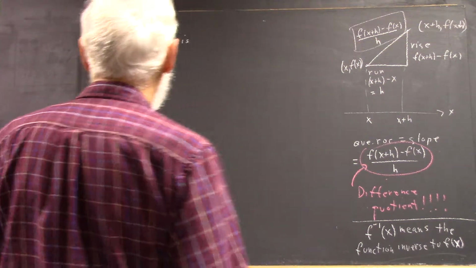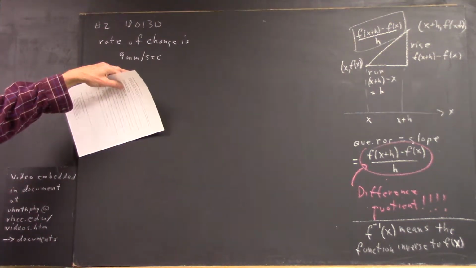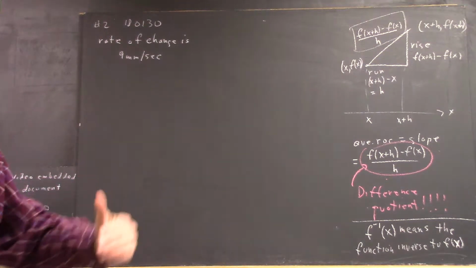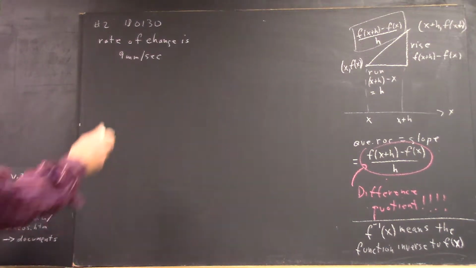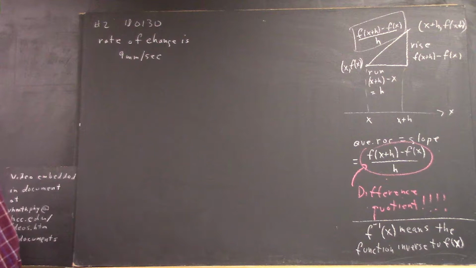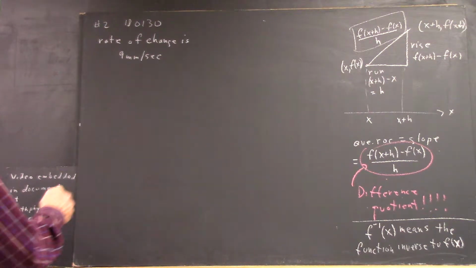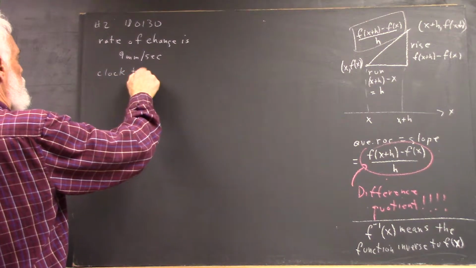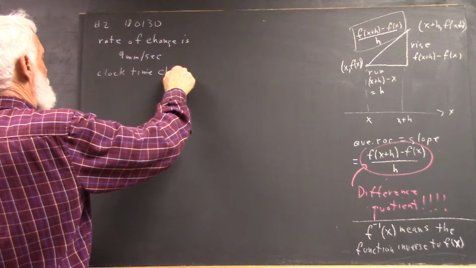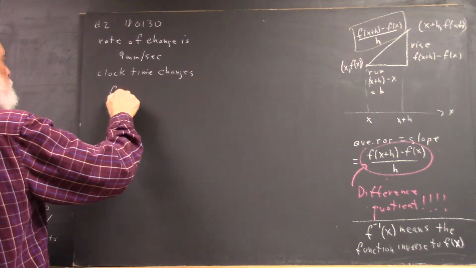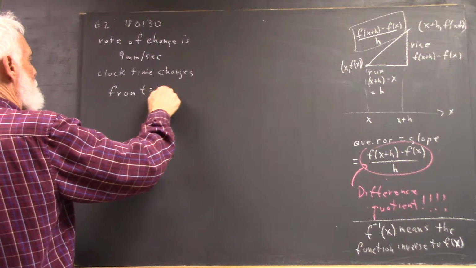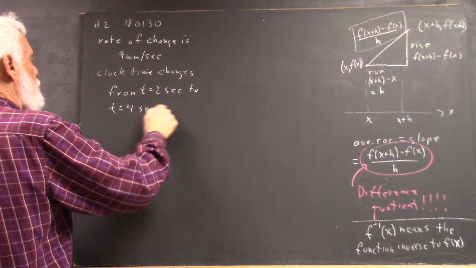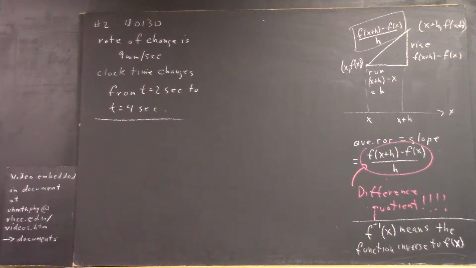Okay, so problem number 2 here, we're given that the rate of change of water depth, again, you can think of water flowing downward in a cylinder, right? Descending in a cylinder, because of the hole in it, is 9 millimeters per second. Then the clock time changes from t equals 2 seconds to t equals 4 seconds, okay?